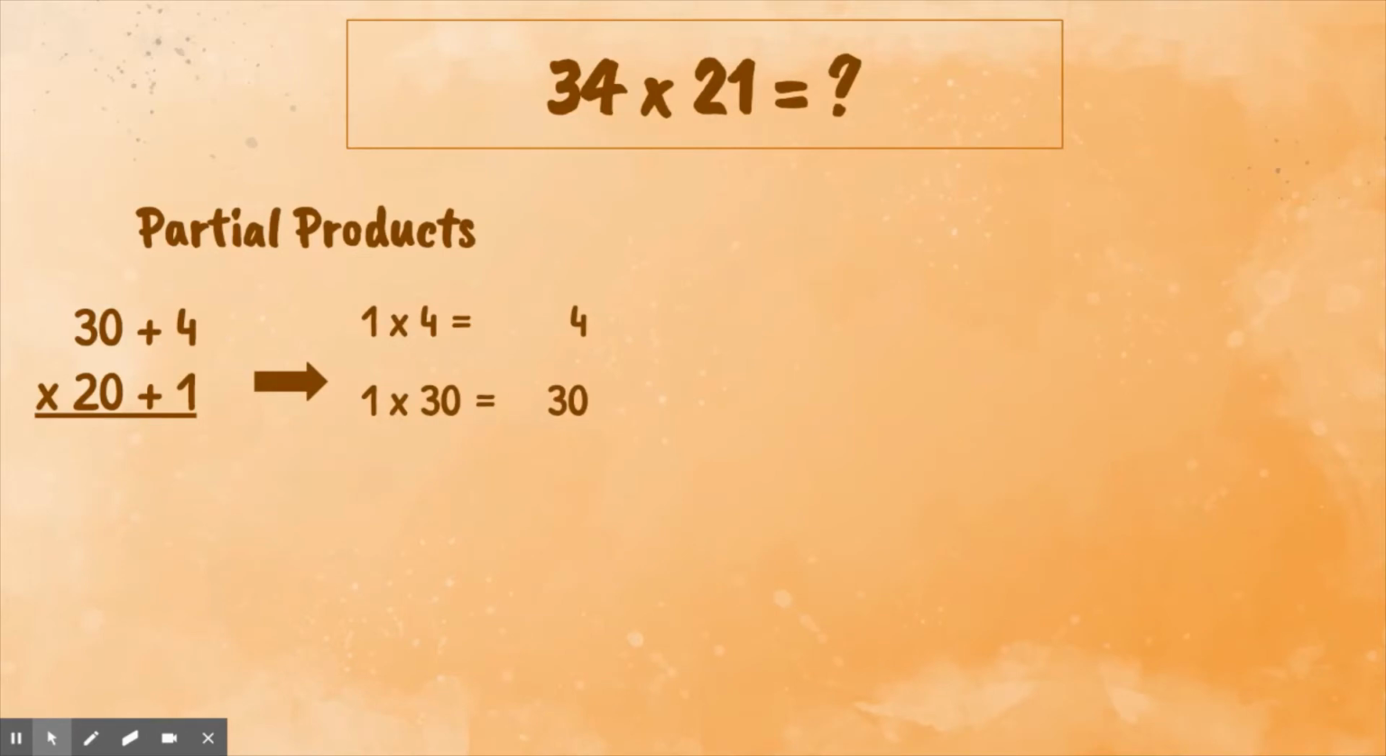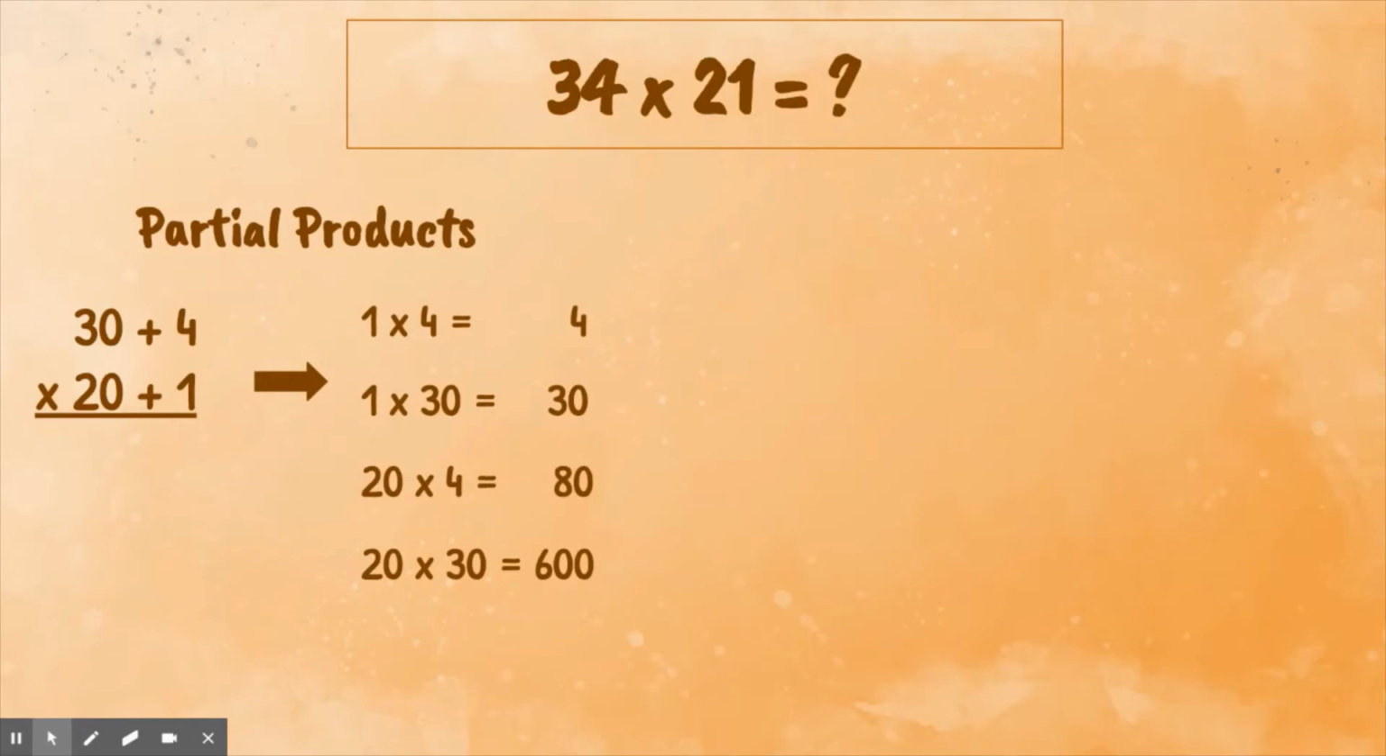I've used up 1, so now I need to move over to my tens, which is 20. 20 times 4 equals 80. And now my tens times tens, 20 times 30 equals 600.